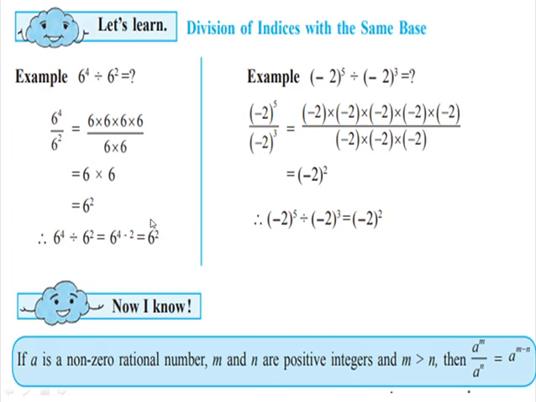In these two examples we have seen the base is a non-zero rational number. Here the indices are positive integers and index of the numerator is greater than index of the denominator. Then A raised to M upon A raised to N is equal to A raised to M minus N.